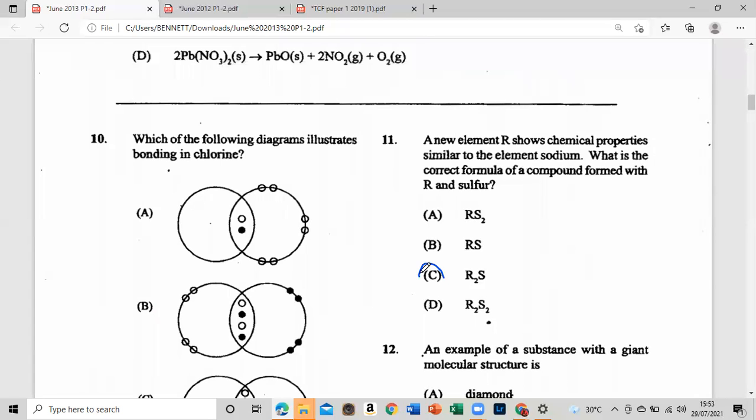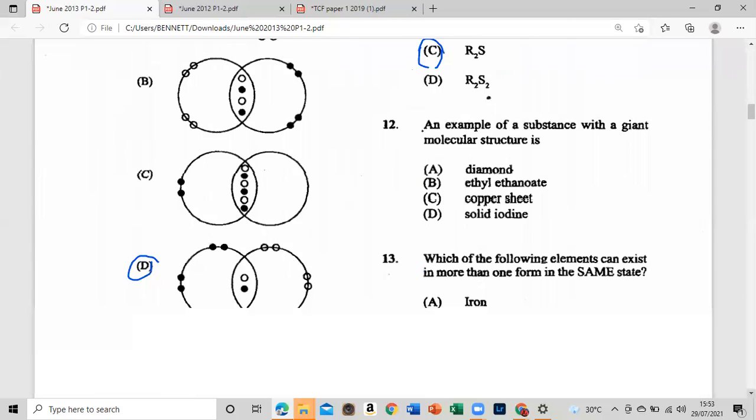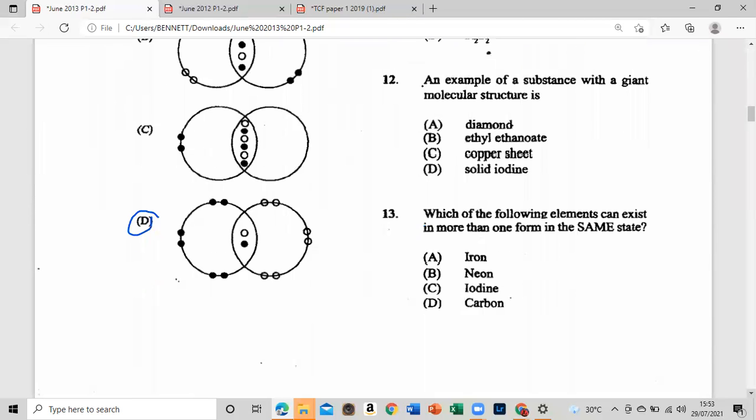Guys, no matter how far apart the years are, we see a repeat. Alright. An example of a substance with a giant molecular structure, is it diamond, ethyl ethanoate, copper sheet, or solid iodine? Number 12 is diamond. So, more to shine, an example. Like a diamond.